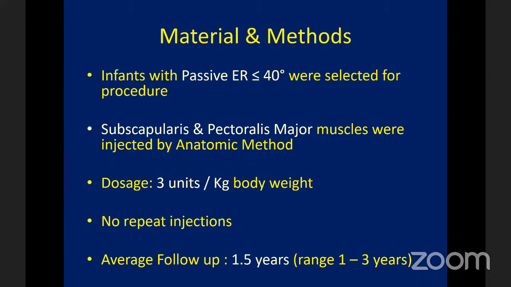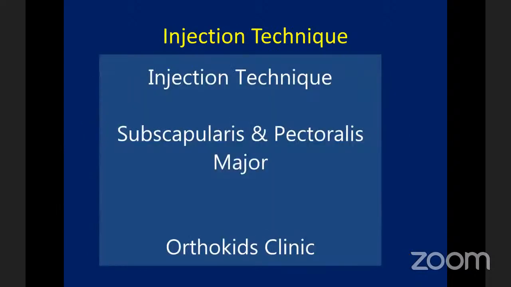We gave injection in subscapularis and pectoralis major muscles. 3 units per kg body weight injection was given and no repeat procedure was done. Average follow-up was 1.5 years. This is the technique described in this video. That's how we gave injection.